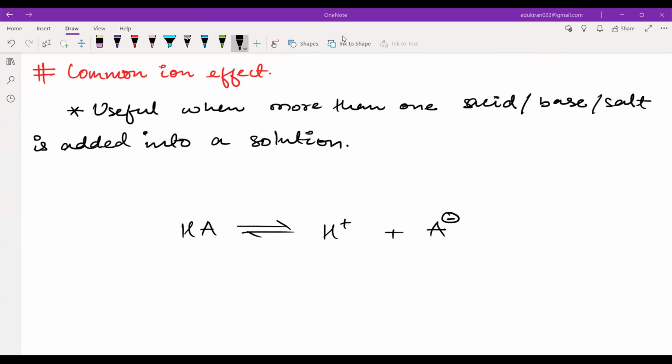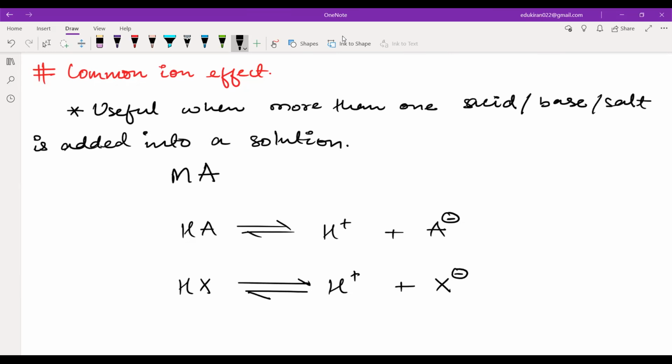Now, if I add another acid here, let me add HX. Then I will be getting H plus and X negative. The other case that I can have, I can add here, let us say, some metal and A.